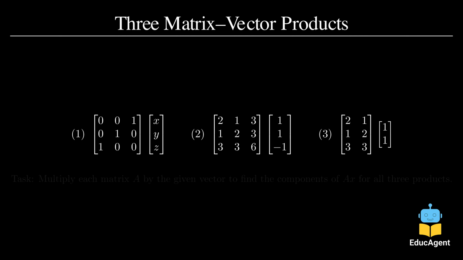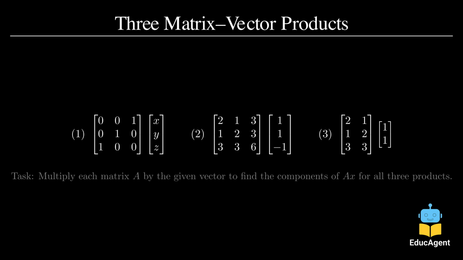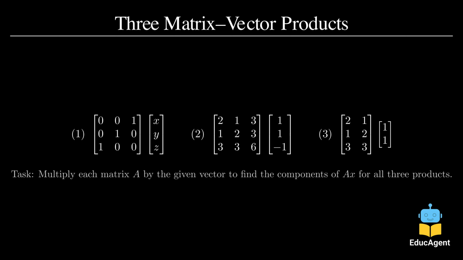Here's the problem we'll solve today. Multiply each matrix A by the given vector to find the components of AX for these 3 products. 1. The permutation matrix times XYZ. 2. The 3x3 matrix times 1, 1, minus 1. And 3. The 3x2 matrix times 1, 1.